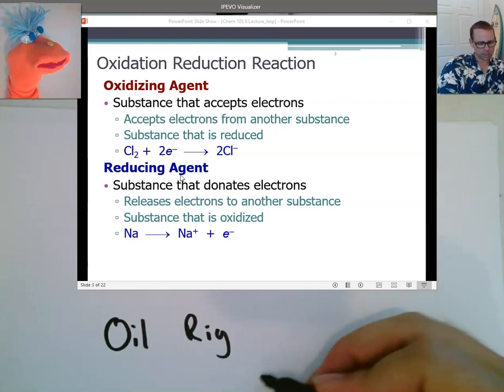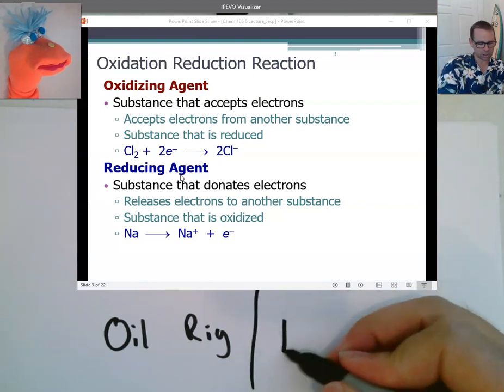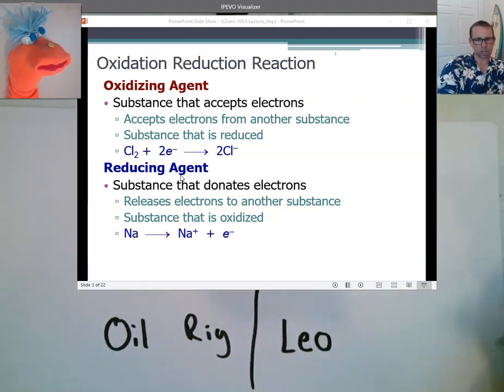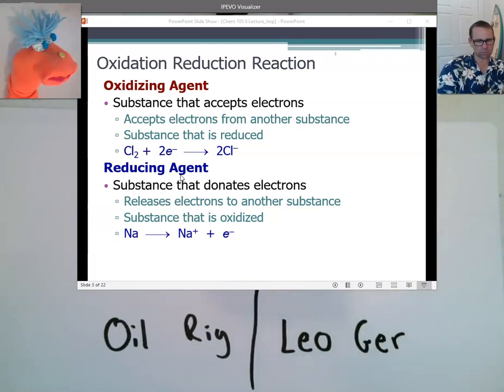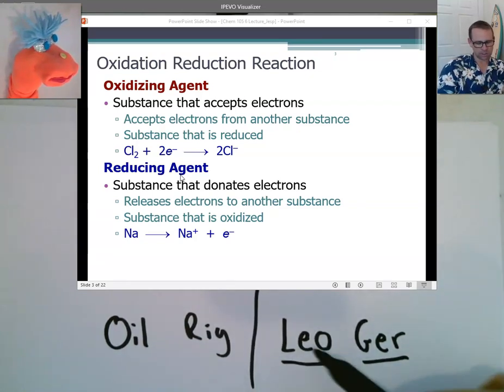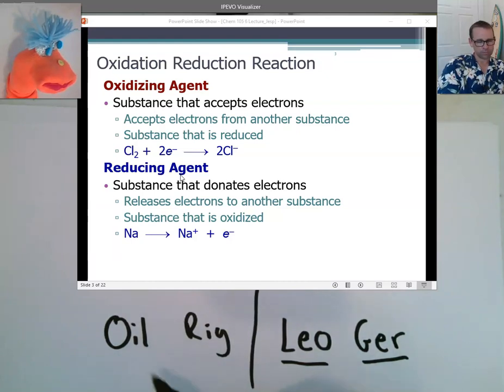Okay, this is another way of remembering that the loss of electrons is oxidation. Loss of electrons is oxidation. Leo says ger, gain of electrons, reduction. So Leo the lion says ger: loss of electrons, oxidation; gain of electrons, reduction. Oil rig, as we already explained, oxidation is loss and reduction is gain.